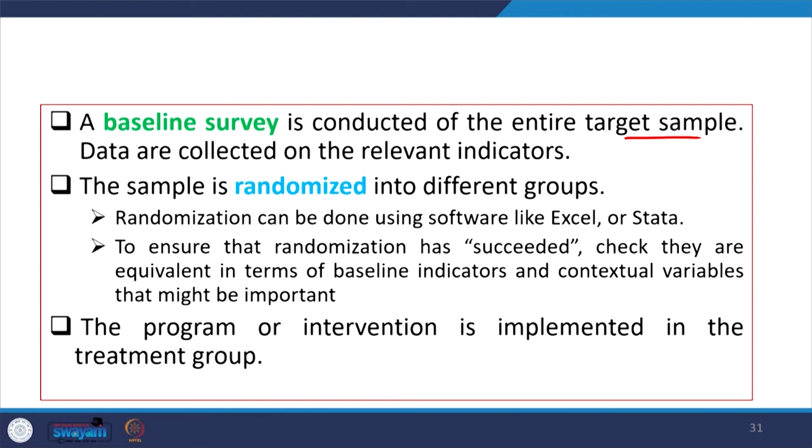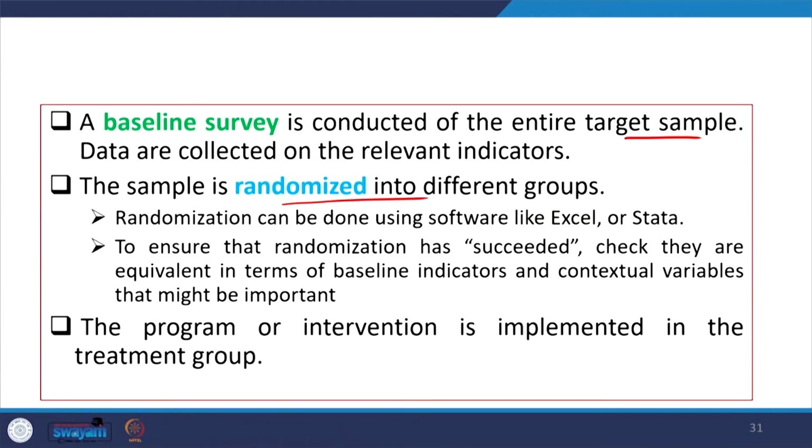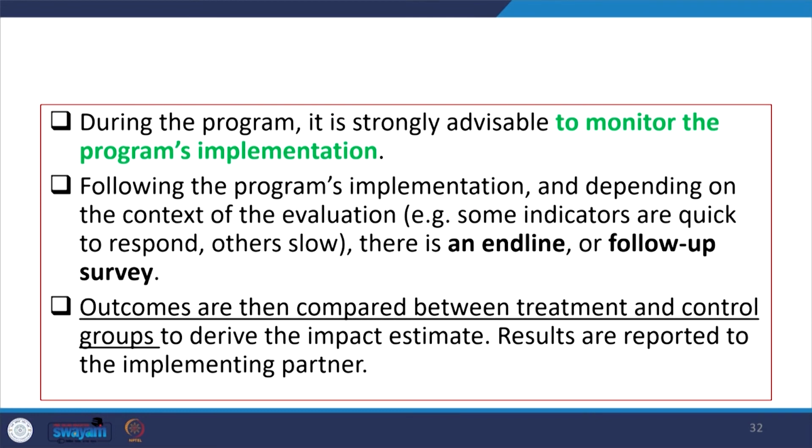A sample should be randomized into different groups, as we already mentioned. Randomization can be done using software like Excel or Stata, or a randomized table as well, to ensure that randomization has succeeded and check that they are equivalent in terms of baseline indicators and contextual variables that might be important in the study. The program or intervention is implemented in the treatment group. During the program, it is strongly advisable to monitor the program's implementation. Monitoring is always essential in program implementation design or program evaluation design.